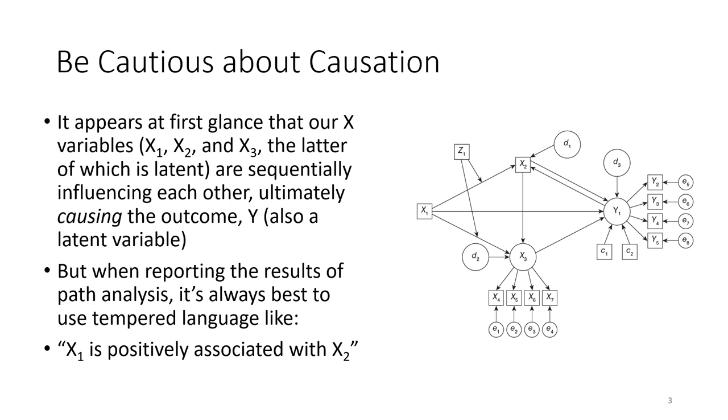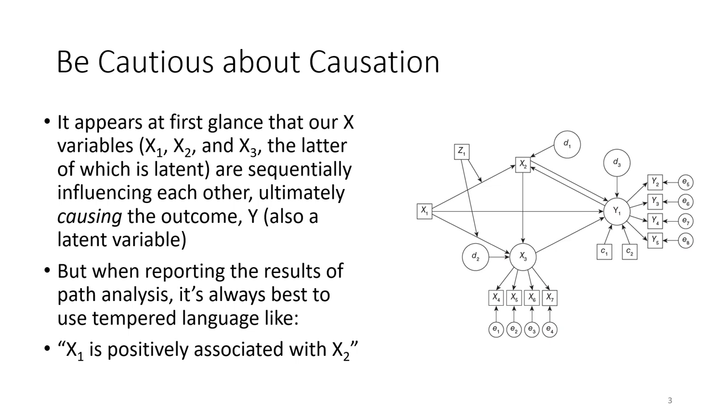So if you look at the diagram on your right, it appears at first glance that the x variables, so you can see these as x1, x2, and x3, with x3 being a latent variable, as signaled by the fact that it has a circle around it rather than a square. These three variables are apparently sequentially influencing each other. And because of the arrows, it looks as though they are causing a particular outcome y. In this case, Y is also a latent variable because you can see a circle is around it rather than a square.